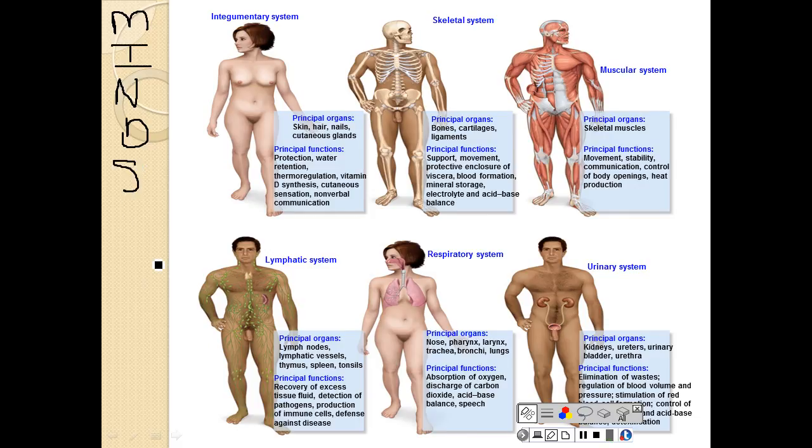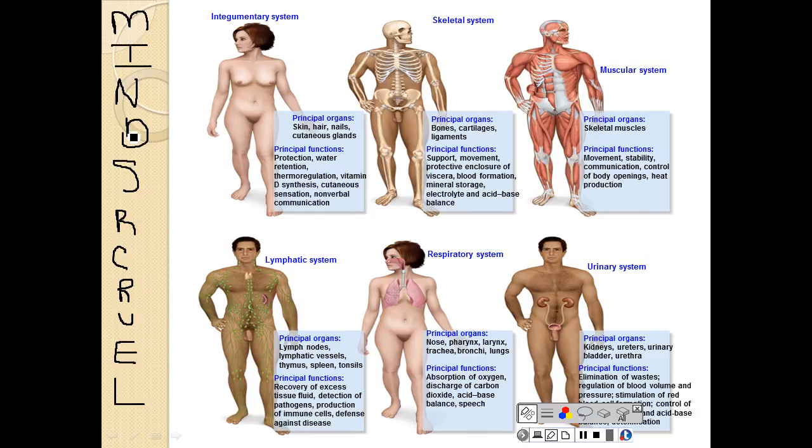The acronym is MINDS ARE CRUEL. Minds are cruel. Let's do M. M is for muscular system, integumentary system, nervous system, digestive system, skeletal system, respiratory system. We have circulatory system, dealing with the heart. Then we have reproductive system, male and female, urinary system, endocrine system, and lymphatic system. These are all of your systems.